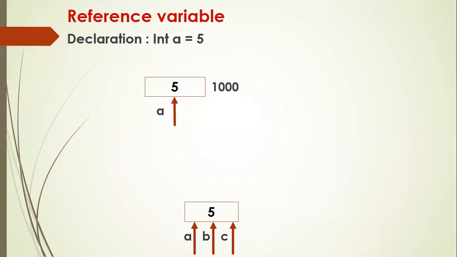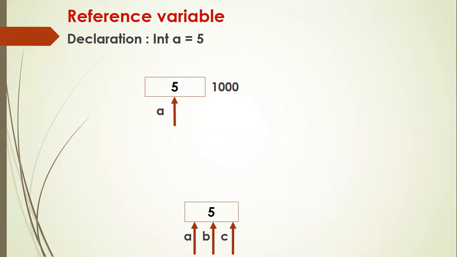The question is, suppose the memory location 1000 in this case, I want to call it by another name. That means for the same memory location, I want to give one more name. Is it possible or not? Generally, in C language, it is not possible because every memory location should have a unique name and a unique address. But in C++, where flexibility is there, the same memory location can be called by multiple names.